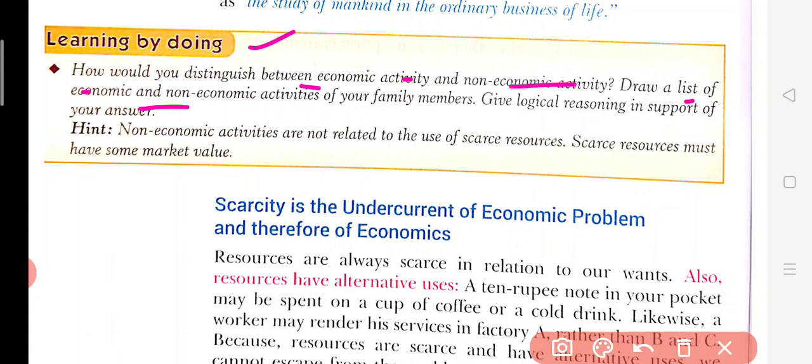Like a doctor is looking after his patient. He is going to take fees from his patient, so this is economic activity. What is non-economic activity? Suppose the same doctor is looking after his son and doing his treatment. Now is he going to take any kind of fees from his son? No is the answer. So what will this be? This will be a non-economic activity, because this is done simply for some psychological satisfaction.